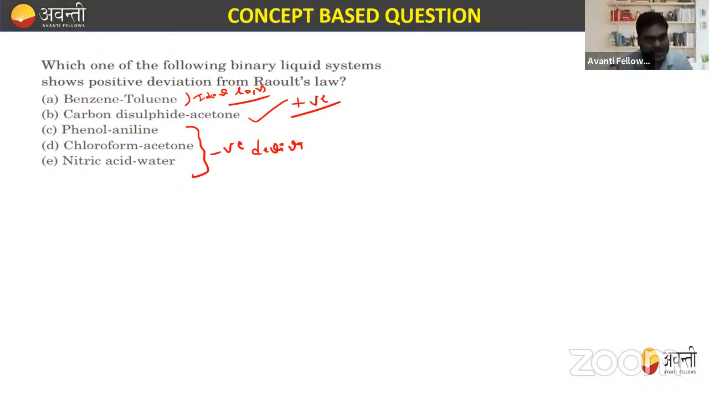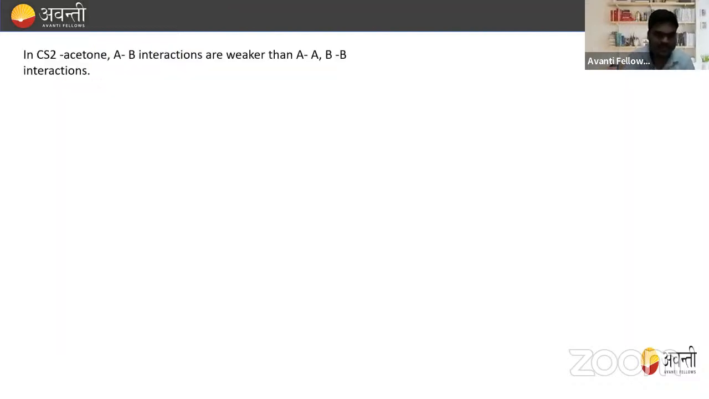Yes, beta. सबको समझ आया? Yeah. So this is totally based upon the examples of positive and negative.